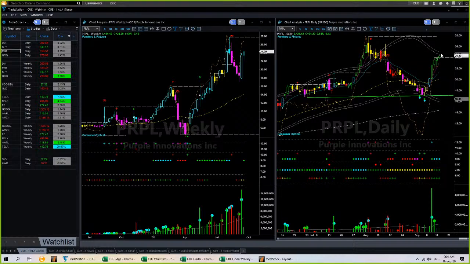be happy. I don't see any reason to exit the trade because it is moving up nicely. All the candle colors, traffic light colors in the daily are bullish.